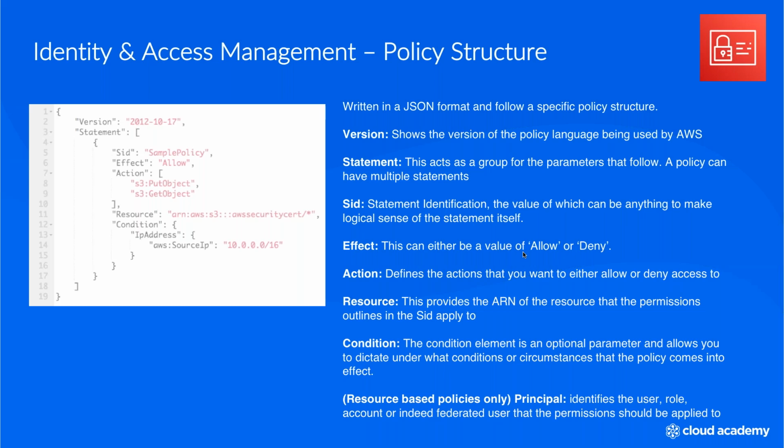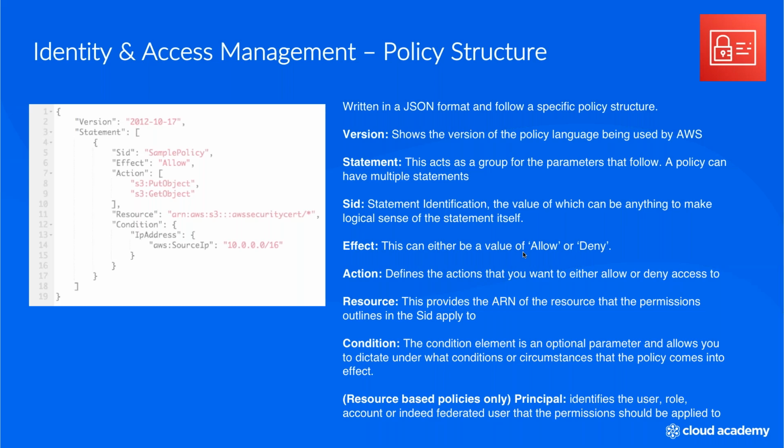Anyway, we have a number of different parameters, so let's run through them quickly. Firstly, we have the Version, which simply shows the version of the policy language being used by AWS. The Statement acts as a group for the following parameters, and each policy that you create can have different statements within it. Then we have the Sid. This is simply a statement identification, the value of which can be anything to make logical sense of the statement itself. In this example, I've simply added the value of sample policy, allowing me to quickly identify what I'm using the policy for. The Effect can either be a value of Allow or Deny, and this simply allows or denies access to the resources within the statement using the actions listed. It's pretty straightforward, that one.